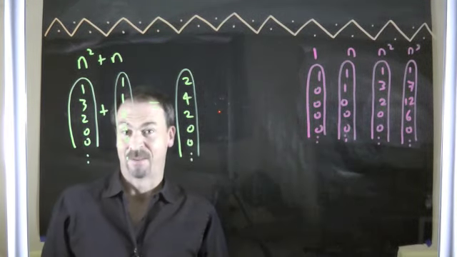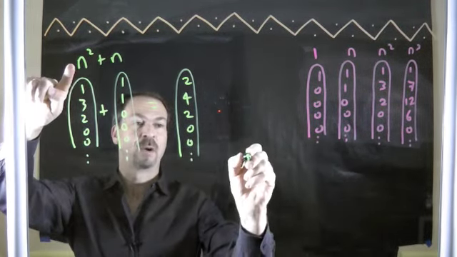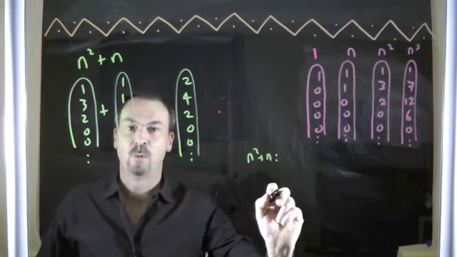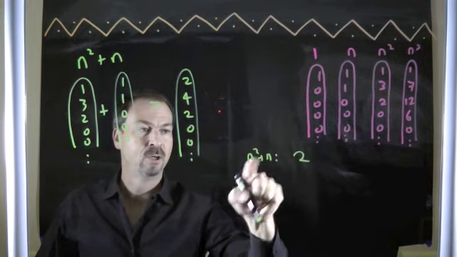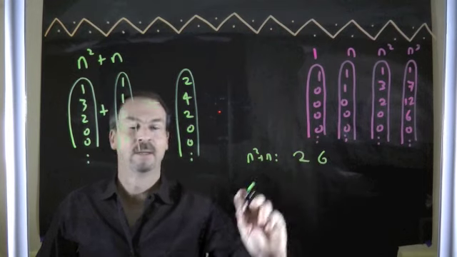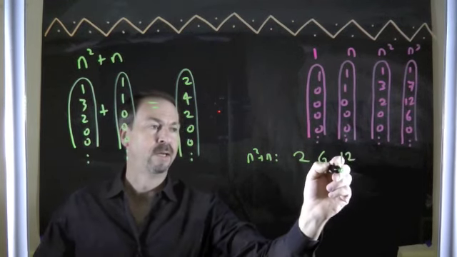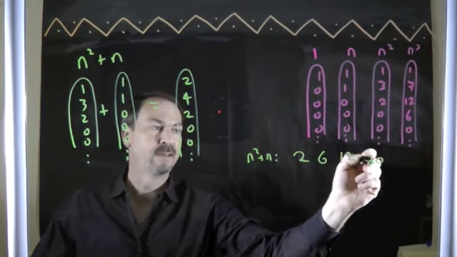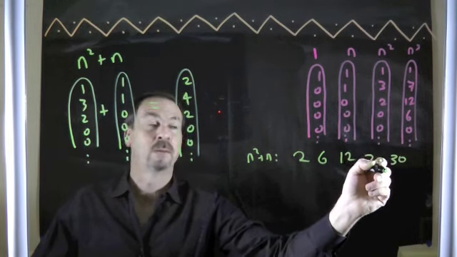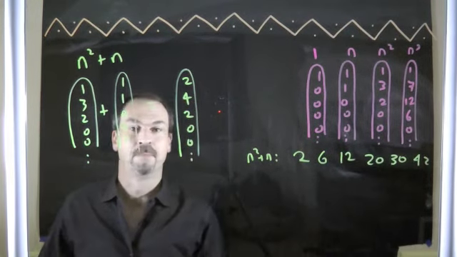Well, let's find out. Let me do the sequence for n squared plus n. Here goes. 1 squared plus 1, that's 2. 2 squared plus 2, that's 6. 3 squared plus 3 is 12. 4 squared plus 4 is 20. 5 squared plus 5 is 30. 6 squared plus 6 is 42, and I'll stop there.